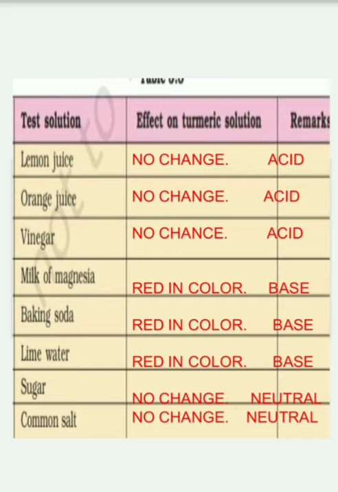Next, we use the turmeric solution. We have to find out what is an acid and what is a base. The lemon juice, orange juice, vinegar: there is no change in the turmeric solution. So those are known as acidic in nature. And milk of magnesia, baking soda, lime water change the turmeric solution to red in color. So they are basic in nature. And sugar and common salt have no change, so they are known as neutral solutions.